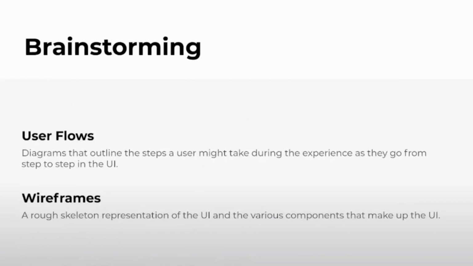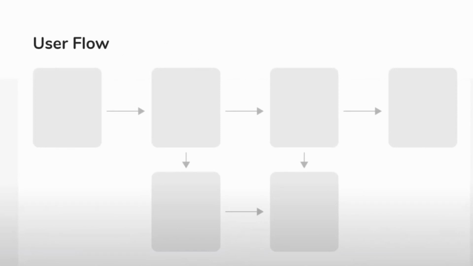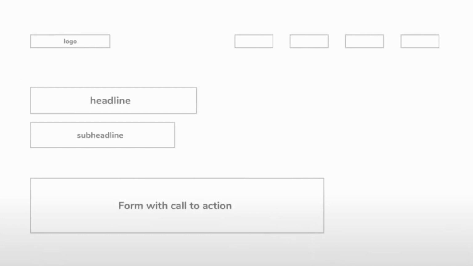Also, we have brainstorm. In brainstorm, we have user flows, diagrams that outline the steps a user might take during the experience as they go from step to step. And this is an example of the user flow, the options they have, and the wireframes, how things will be allocated in the right space, or rather, the things necessary to put in a website or an application. After we have the wireframes, we have the implementation.